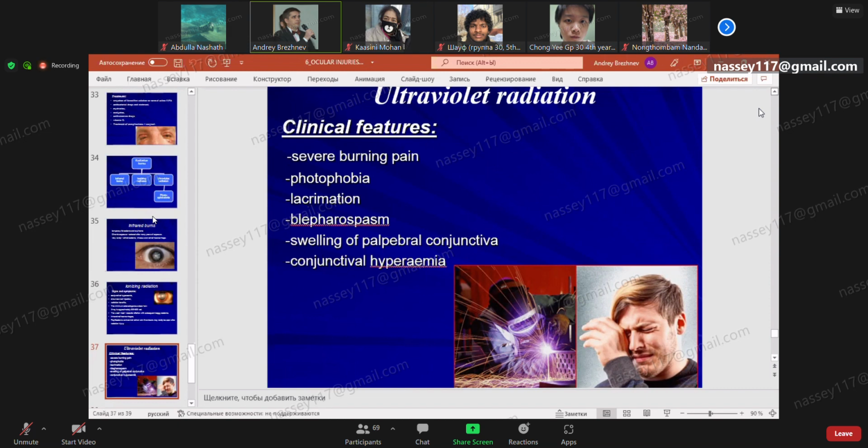After an interval of 4 or 5 hours, the latent period of exposure to ultraviolet rays, there occurs desquamation of the corneal epithelium, leading to formation of multiple epithelial erosions with a clinical picture of severe pain, photophobia, lacrimation, blepharospasm, swelling of the conjunctiva, and conjunctival hyperemia. And usually at night, they come to the ophthalmological hospital with these symptoms.